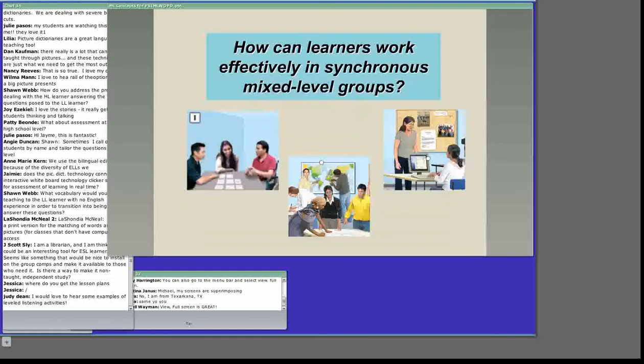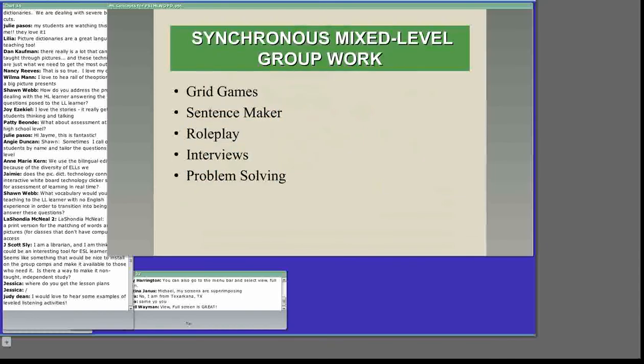How can learners work effectively in synchronous mixed-level groups? We know that we want learners to be moving from their same level into communicative tasks. And here are a few ways to do that. You can do it with grid games, again using picture cards, sentence maker using word cards, role play based on pictures, interviews, again with pictures as support, and problem solving, also with pictures. All of these are part of the program. They're either in the lesson plans or in the multi-level activity book called Classic Classroom Activities.